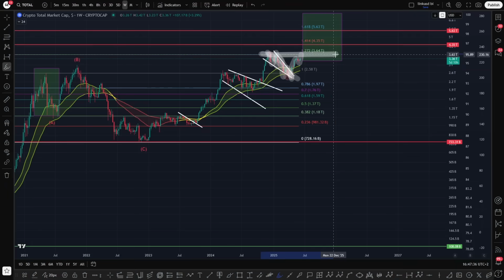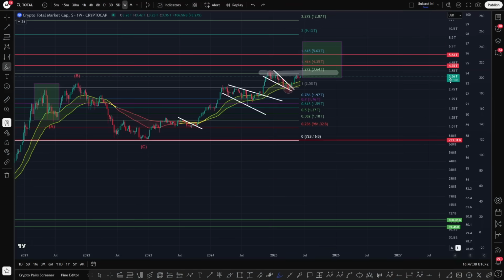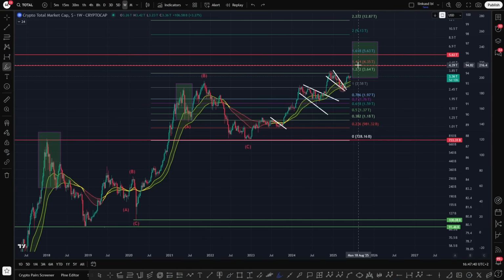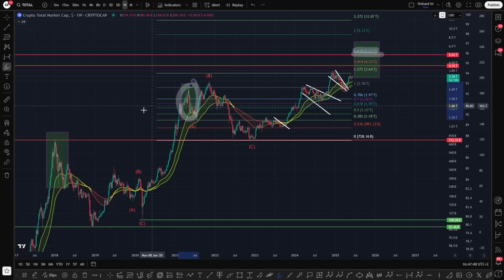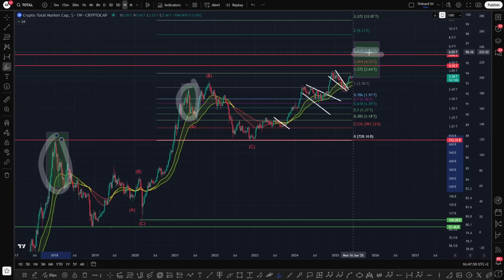So it looks as though it's trying to take out the 1.272 fib, and this is what we have to see. If we do see this, then I think there's every chance we could run to the 1.618, and if we start to see something that happened on this top and this top at the 1.618, I'm all out, and I'll relay that to you.